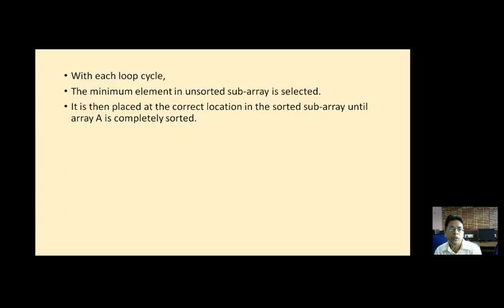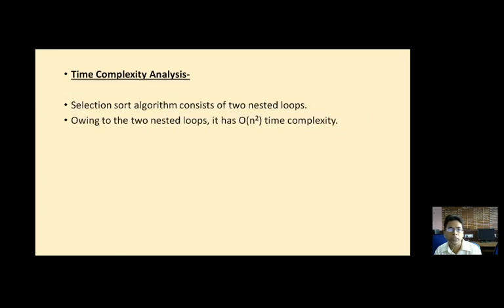With each loop cycle, the minimum element in the unsorted subarray is selected. In this way, in each loop, we find the minimum element, and then the minimum element is switched with the element at the index position at the starting. It is then placed in the correct location in the sorted subarray until the array is completely sorted.